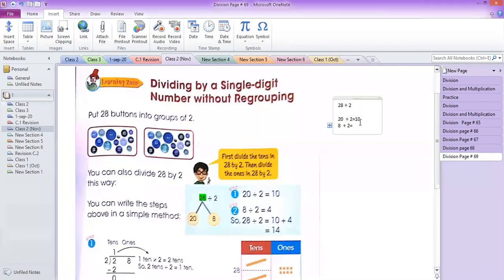So 8 divided by 2 equals 4. Now, because 20 plus 8 equals 28, now you can add the answers. 10 plus 4.